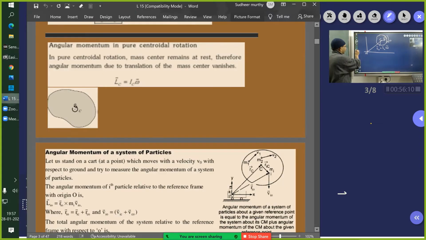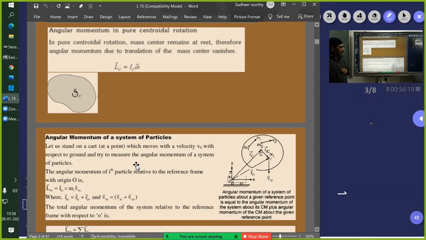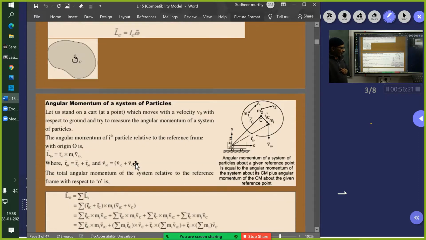In the PDF, sir, they said that the angular momentum of the system about its center of mass plus the angular momentum of the center of mass. So even if the center of mass is restricted, there will still be an angular momentum that comes.